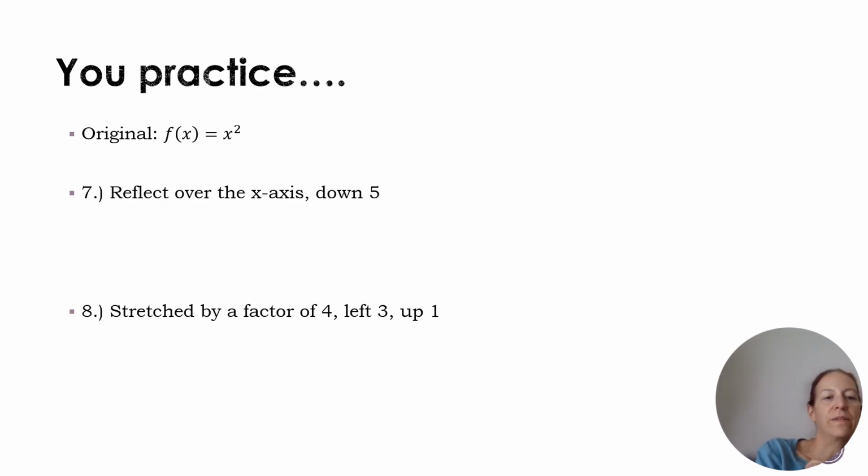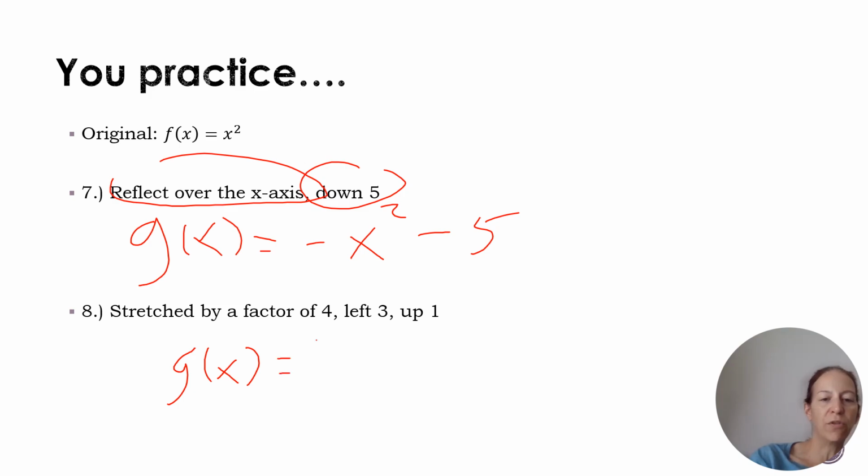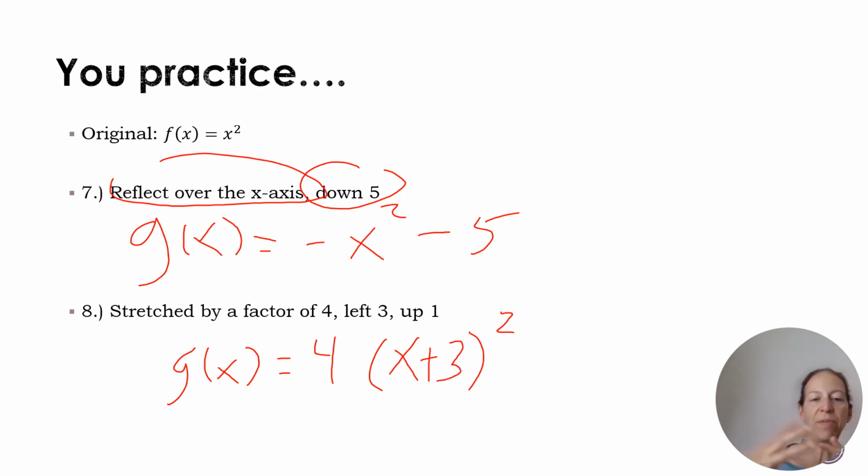All right, so here we go. G of x. We're going to reflect it over the x-axis. That's going to be a negative. And then we're going to go down 5, which means that we would have minus 5 on the outside. Stretch by a factor of 4. That means we're multiplying by a 4. Left 3 means we do x plus 3. We'll have a plus 3 on the inside. And up 1 means we would add 1 on the outside.